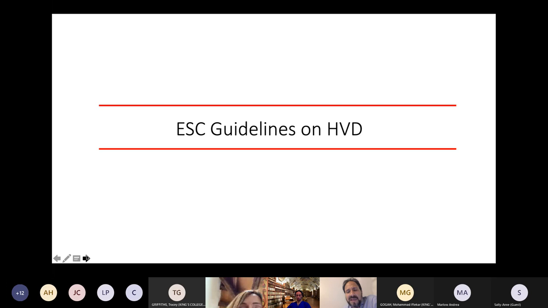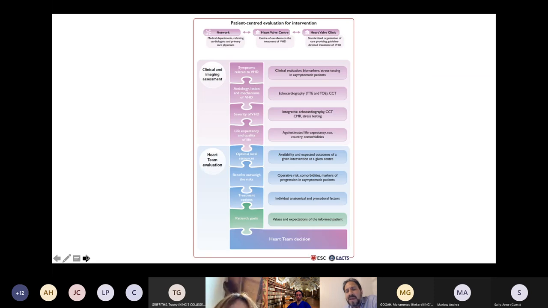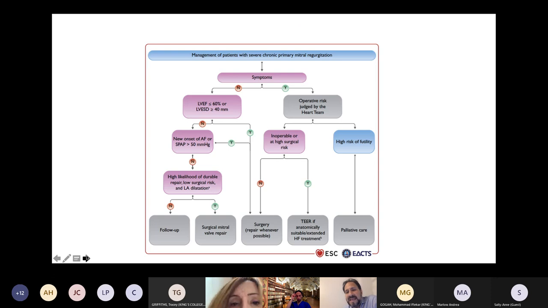Now, the ESC guidelines on valvular heart disease have just been released in August 2021. And fundamental to the new ESC guidelines is not only the description of a heart valve center, but also heart valve clinics and an involvement of the patient in terms of decision making. Now, the principles of valve intervention, I think Alexandros has already covered. And these tables are not things that you need to be aware of. They're things that we need to be certainly aware of in the clinic in terms of prompts to referral for surgery. But the principles, whether it's mitral regurgitation, aortic stenosis, or aortic regurgitation, are looking for sequential change in the LV cavity dimensions, LV systolic function, and also the presence or absence of symptoms.